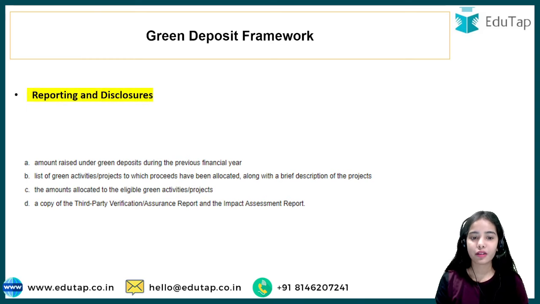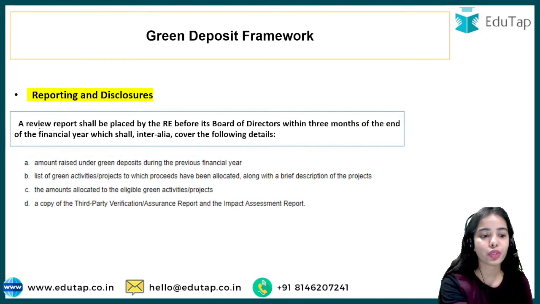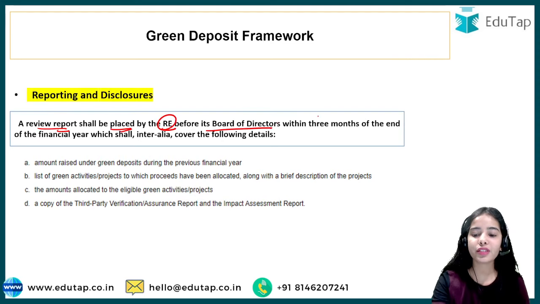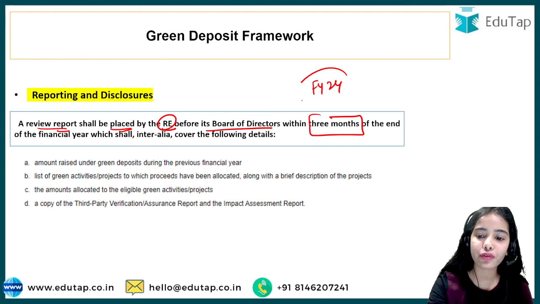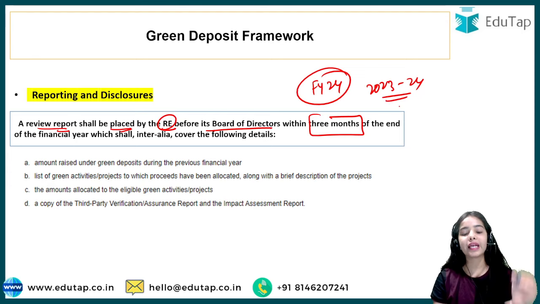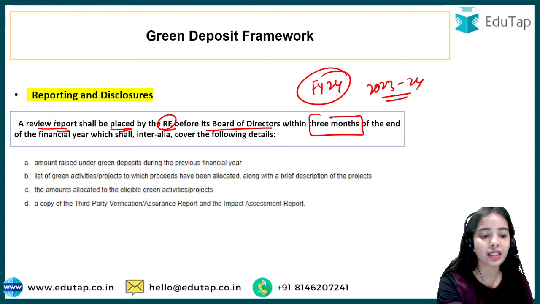So now coming to the last para of the framework, we can say reporting and disclosure. The review report shall be placed by the regulated entity before its board of directors within 3 months of the end of the financial year. So when this financial year 24, that is 2023-24, ends, then within 3 months the regulated entity has to provide the review report.